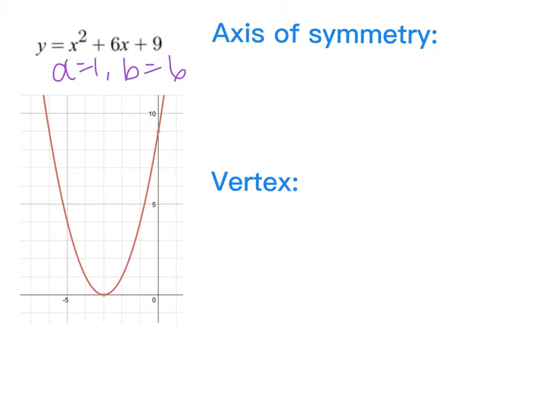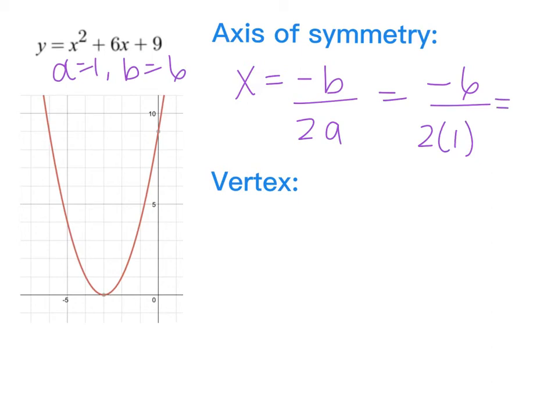So remember from a couple slides ago, the axis of symmetry is an x equals something line where it's negative b over 2a. So if my b is 6, that's going to be negative 6 all over 2 times 1, which is negative 6 over 2, which is just negative 3. So my axis of symmetry is going to be the line x equals negative 3, which I can see if I graph it over here. So my x equals negative 3. So that means that my vertex is going to have an x value of negative 3.